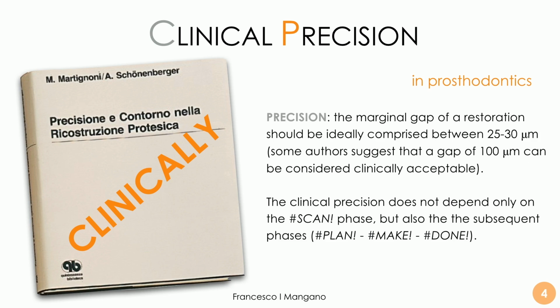When we talk about the full workflow, we refer to clinical precision. For example, in prosto, as in these very important books, the Bible of Italian prosthodontics, we use the term precision in a very clinical manner, and it means the marginal gap of the restoration. So if the crown is satisfactory or not, if the bridge is satisfactory or not, if it closes or not. If a marginal gap is between 25-30 micron, it's very satisfactory. Some authors also suggest that a gap of less than 100 micron can be considered clinically acceptable.